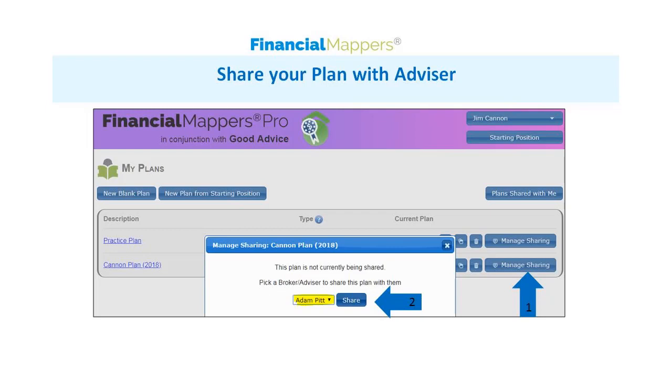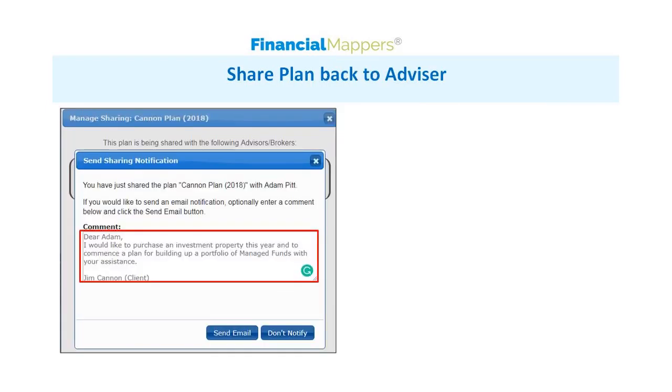On the My Plans page, click on the Manage Sharing button on the same row as your plan name. Select your advisor's name and click the Share button. And enter a message which will be emailed to your selected advisor, inviting them to review your proposal to purchase an investment property and advise on how you should invest the balance of your investment allocation. You can stop sharing the plan with your advisor at any time.